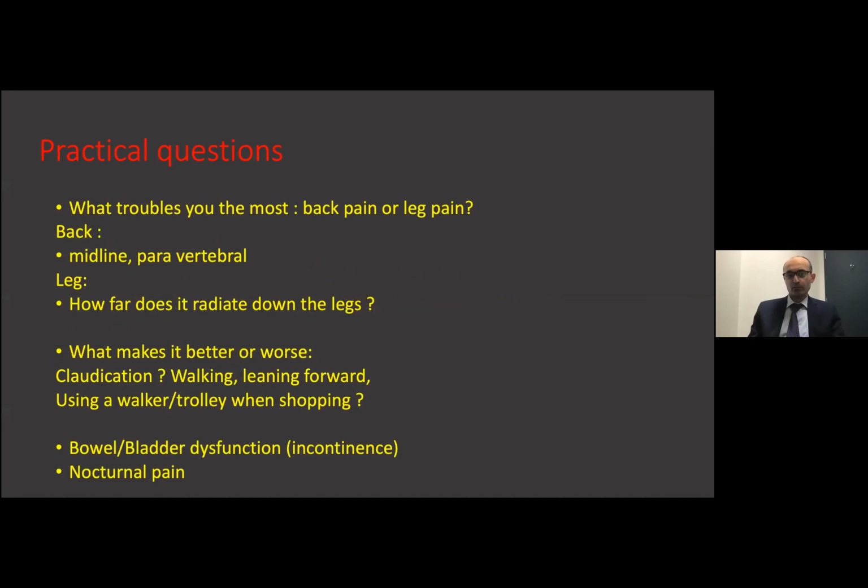What makes it better or worse? Claudication, which Reza touched base on, is a very good one to rule out. If they get worse when they're walking and get better with leaning forward, such as leaning on a shopping trolley, that's a sign of claudication. Always ask about bowel and bladder incontinence, and also nocturnal pain or nighttime pain.